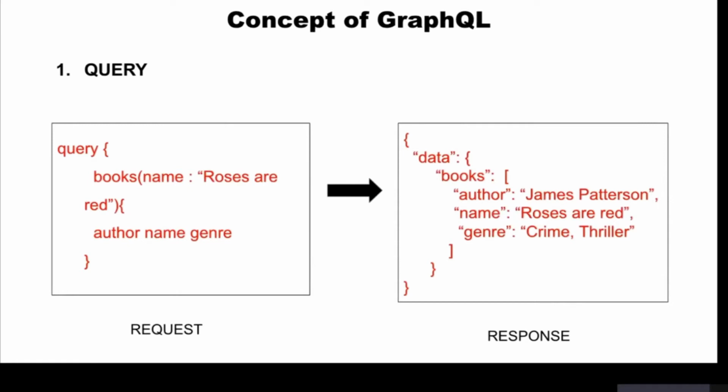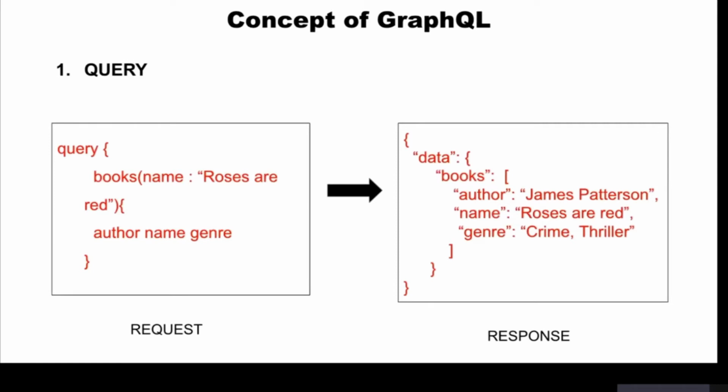The concept of GraphQL, we have several concepts of GraphQL. So here we'll be looking at the first one, query. What does query do? Query is a way of requesting data from a GraphQL server. So here we have books. We are querying books. We pass in an argument of name, Roses Are Red. So it means we want to get author, name, and genre from the argument passed. Roses Are Red. So every piece of information gotten from here will be from the argument passed.